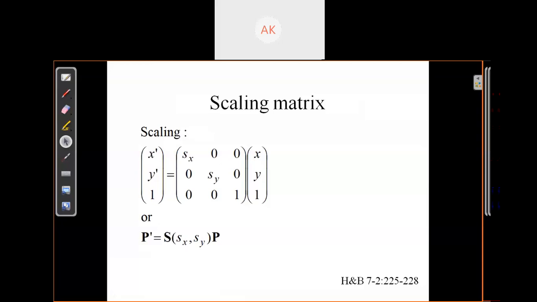Okay, so the next topic is composite transformation. In composite transformation, there is a sequence of transformations. The sequence may be translation plus translation, translation plus rotation, translation plus scaling, or scaling plus rotation. Means any kind of possible sequence you have to follow for composite transformation.